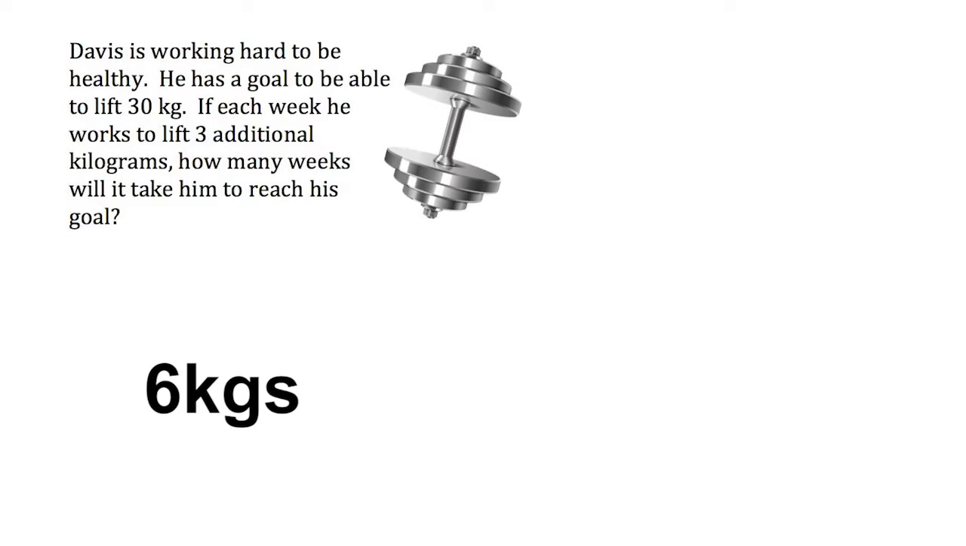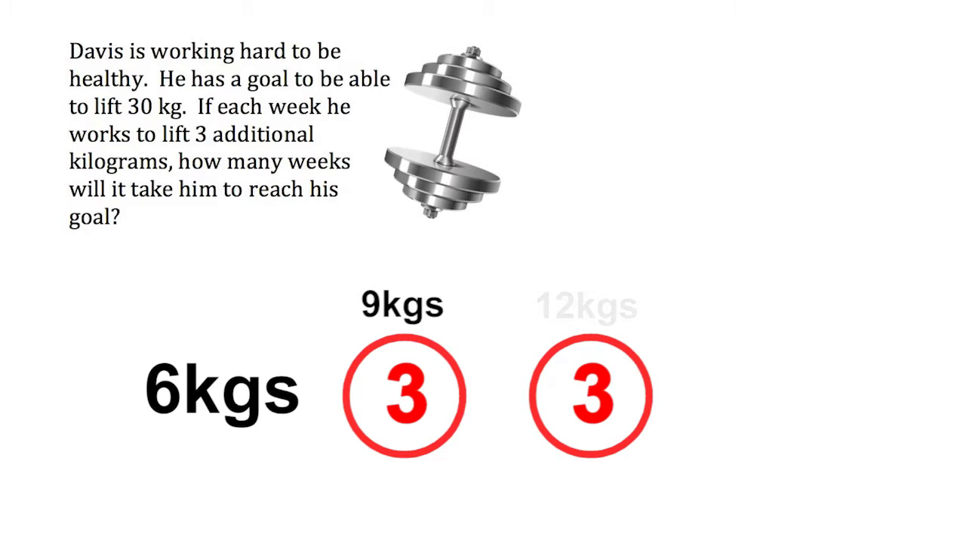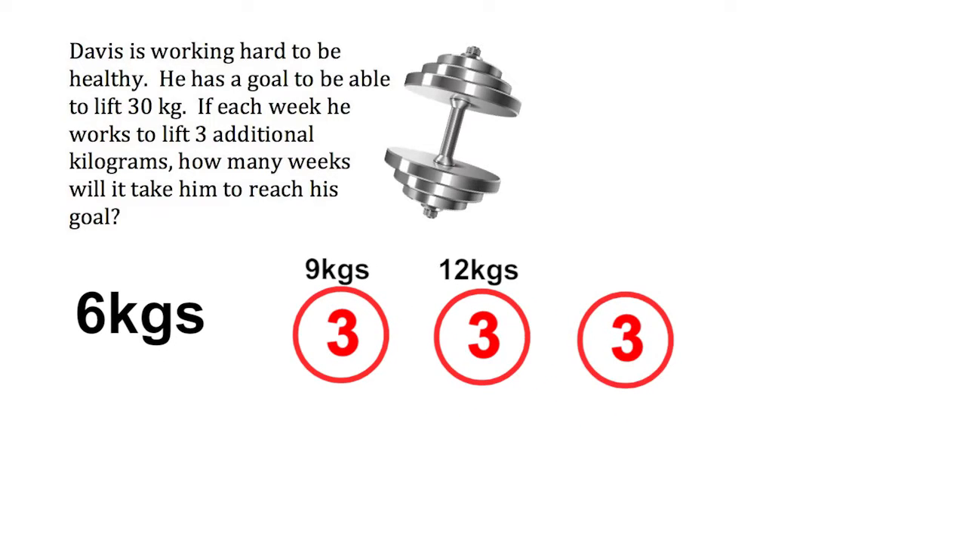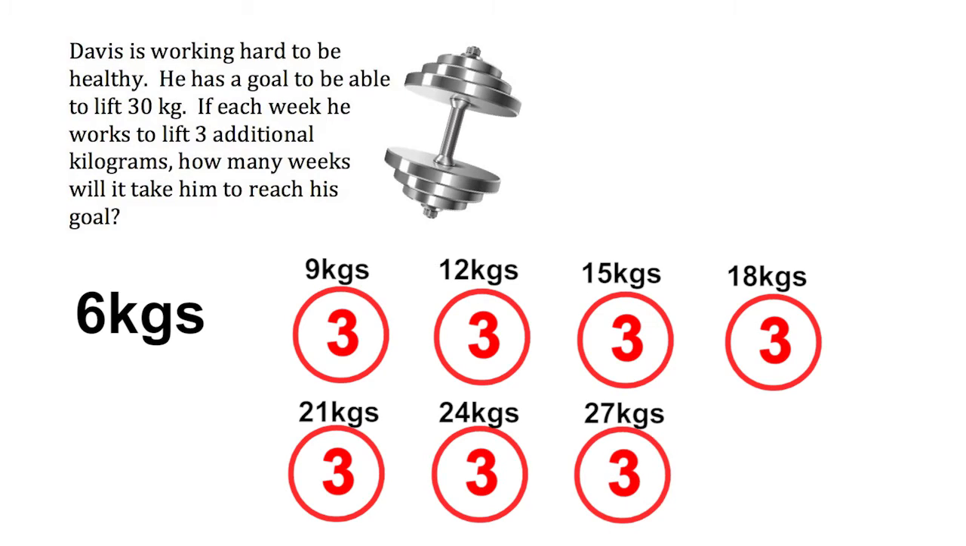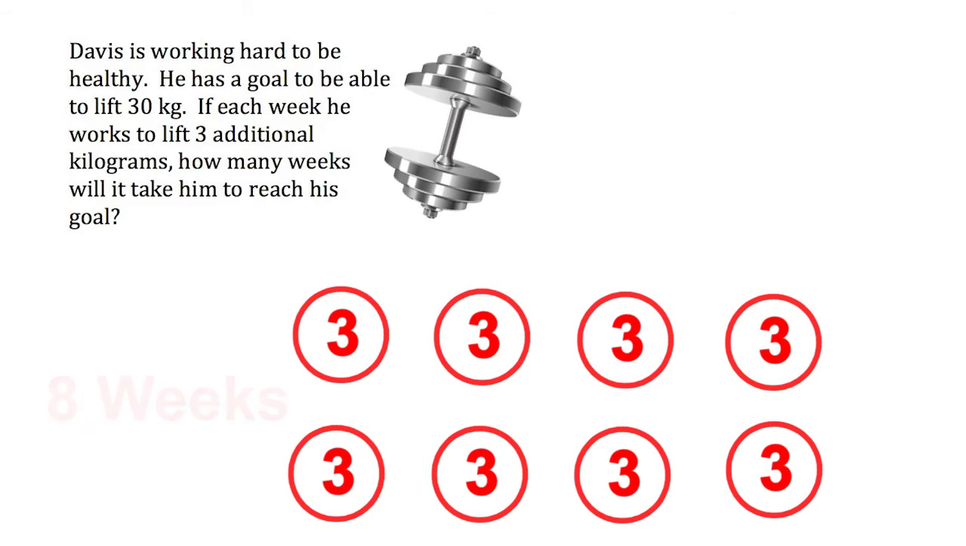I start with 6 kilograms, then add 3 kilograms, which equals 9, then add 3 more kilograms, which equals 12. Since I'm adding 3 each time, I can now start counting by threes. 15, 18, 21, 24, 27, and 30. It took 8 circles to equal 30 kilograms. So if Davis could lift 6 kilograms at the beginning, it will take him 8 more weeks to reach his goal. Notice that I wrote 8 weeks, so nobody would think my answer meant kilograms. It's important to label your answer correctly to avoid any confusion.